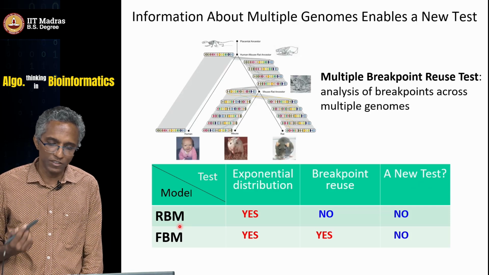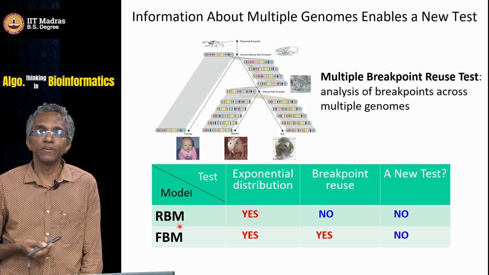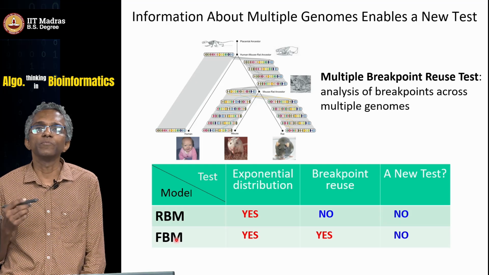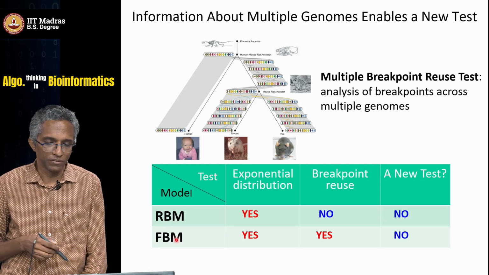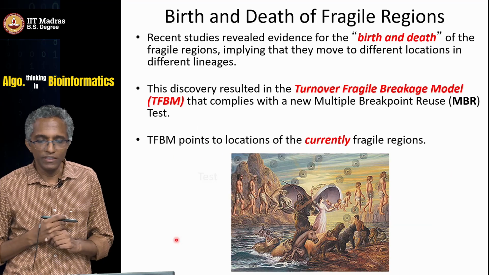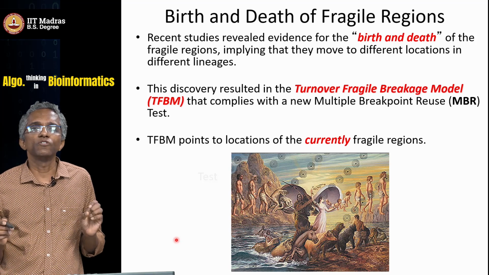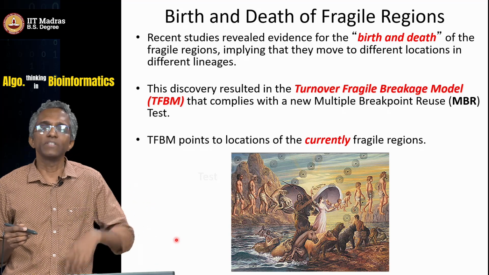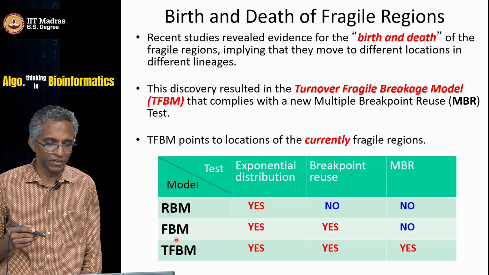In fact, there is such a model where you can use multiple genomes to figure out multiple breakpoint reuse, and that is not satisfied by the FBM model, so you need to come up with other advanced models that build on top of the FBM model, the fragile breakpoint model. That really looks at fragile regions not as fixed entities in the genome, but as appearing and disappearing. So there is birth and death of fragile processes. This is called the turnover fragile breakage model, or TFBM.